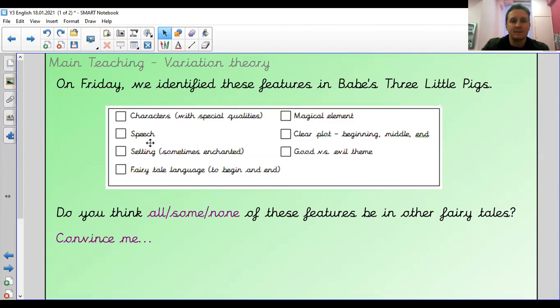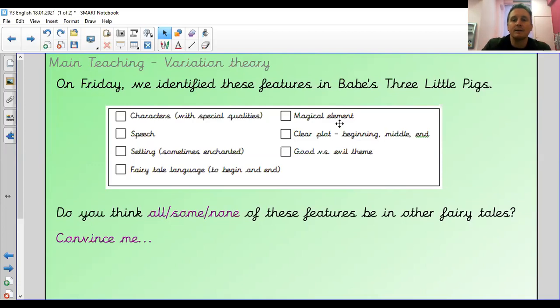Okay, so famous speech. A setting. So we all know that setting now means where something is happening. Okay, fairy tale language. Most fairy tales begin with, what do they begin with? Once upon a time. And end with, they all lived happily ever after. Okay, so there is common fairy tale language.